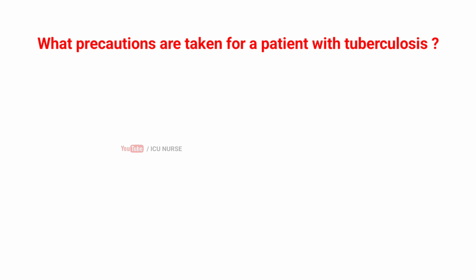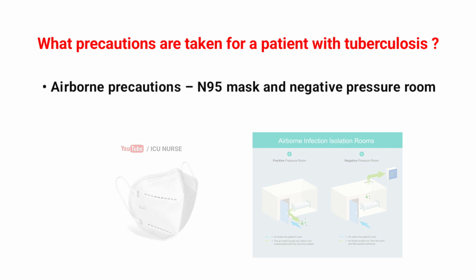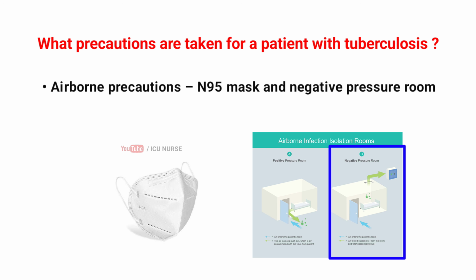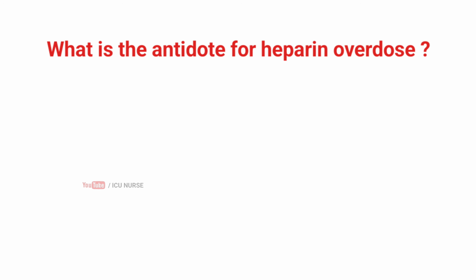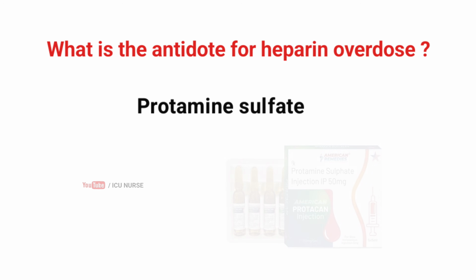What precautions are taken for a patient with tuberculosis? Airborne precautions, N95 mask and negative pressure room. What is the antidote for heparin overdose? Protamine sulfate.